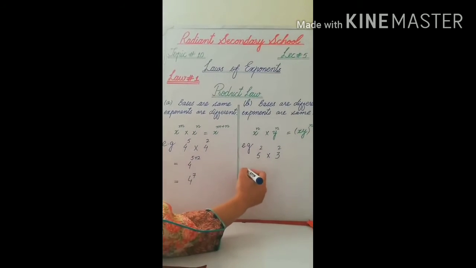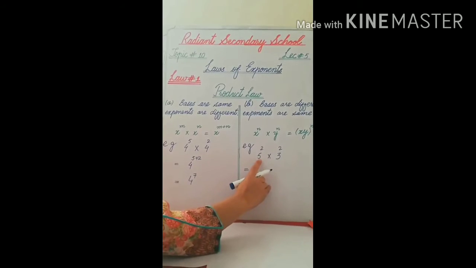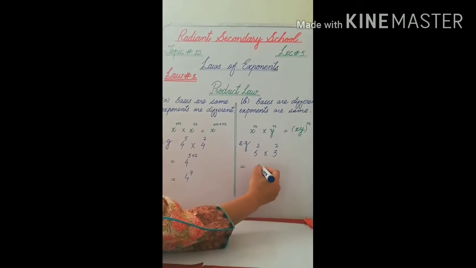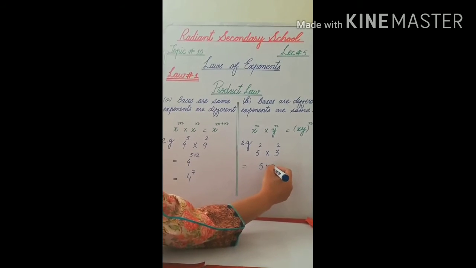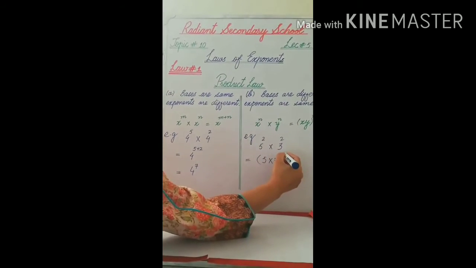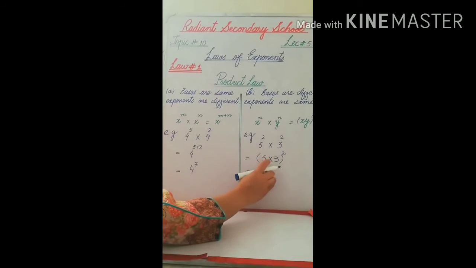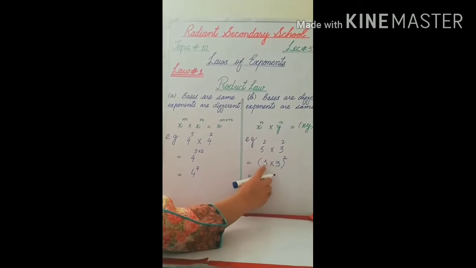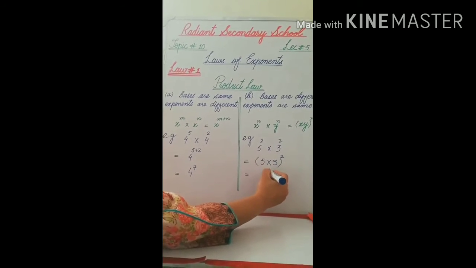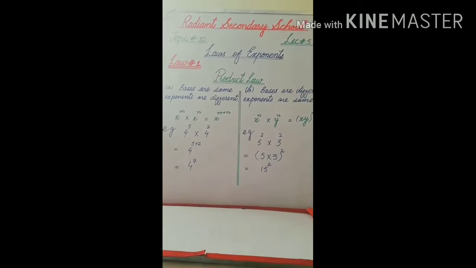For example, I have written 5 raised to power 2 multiply 3 raised to power 2. You can observe bases are different, but their exponents are same. What we have to do? We have to collect exponents, like we have to write bases in one round bracket and exponent will be collected. Now we have to solve this round bracket. Multiply sign is coming, it means we have to multiply both numbers. 5 3s are 15, then 2 will be in exponential form. Answer will be 15 raised to power 2.